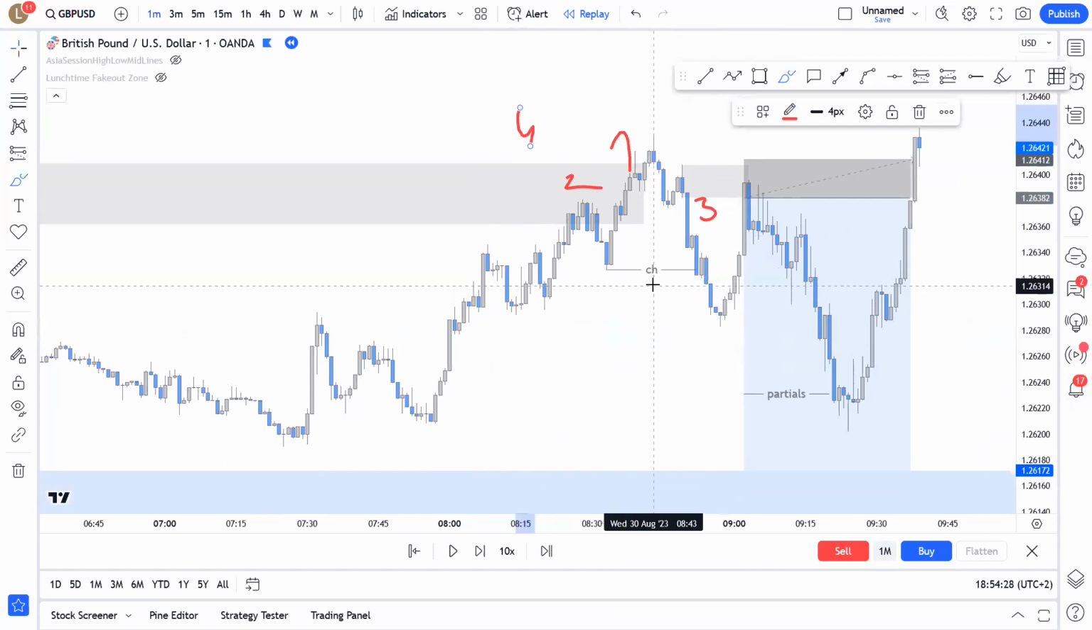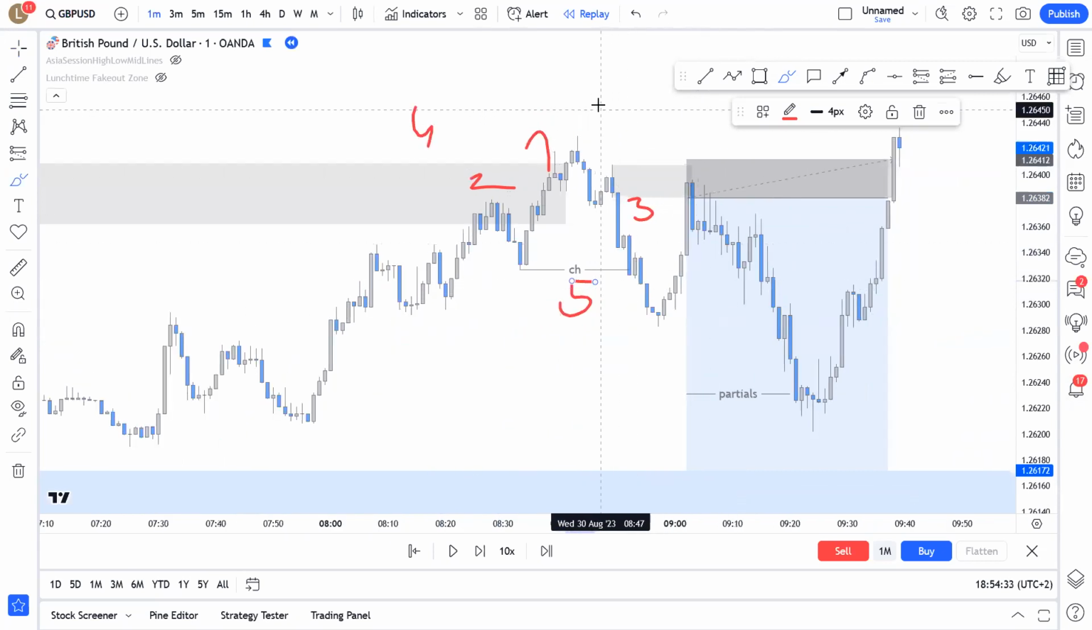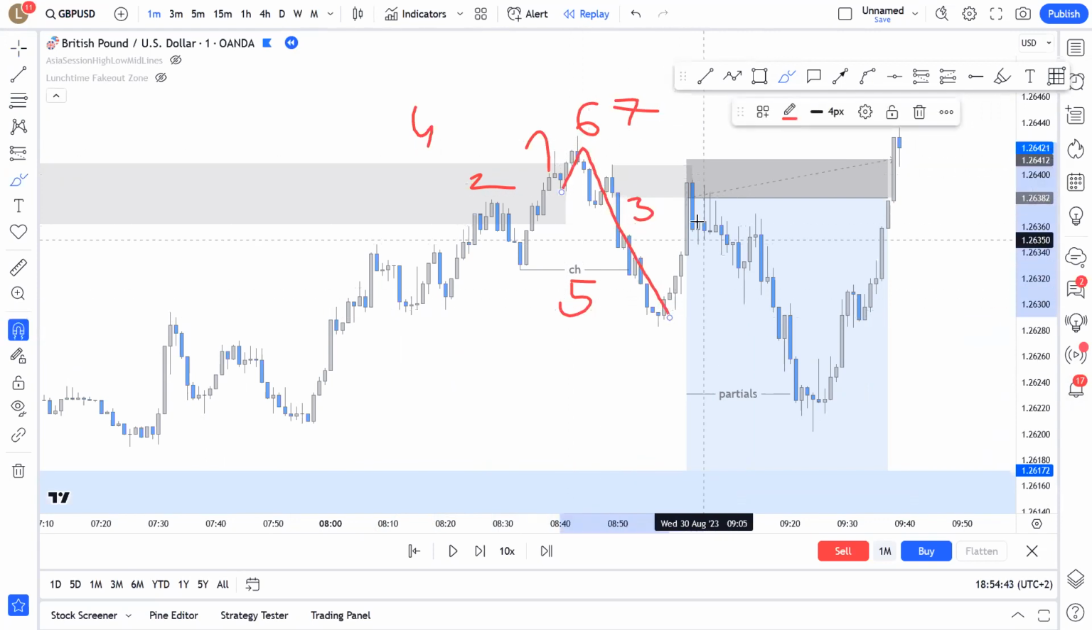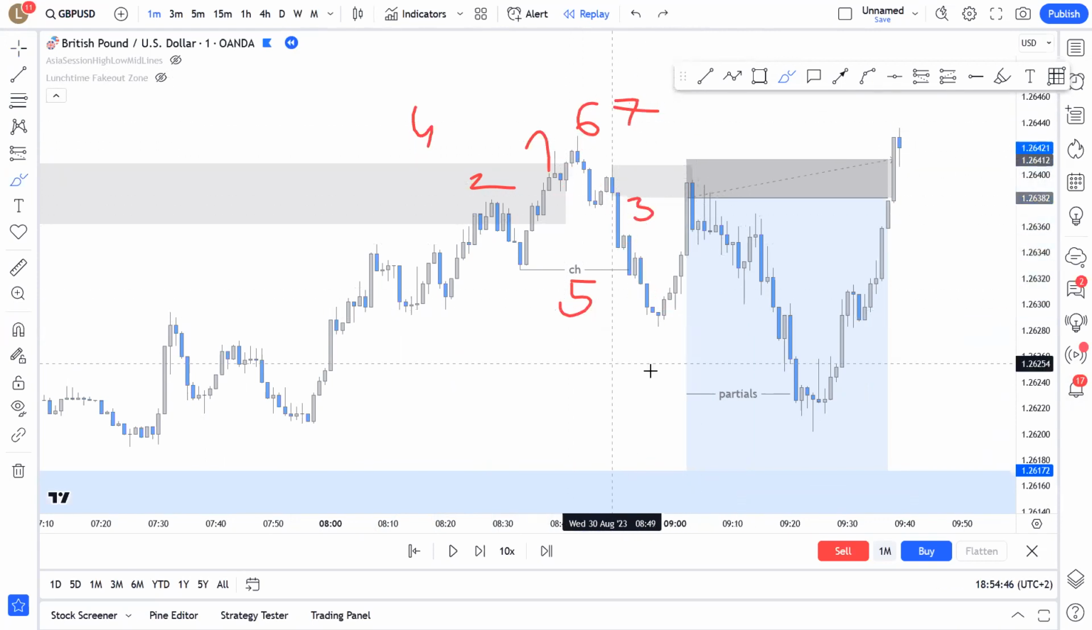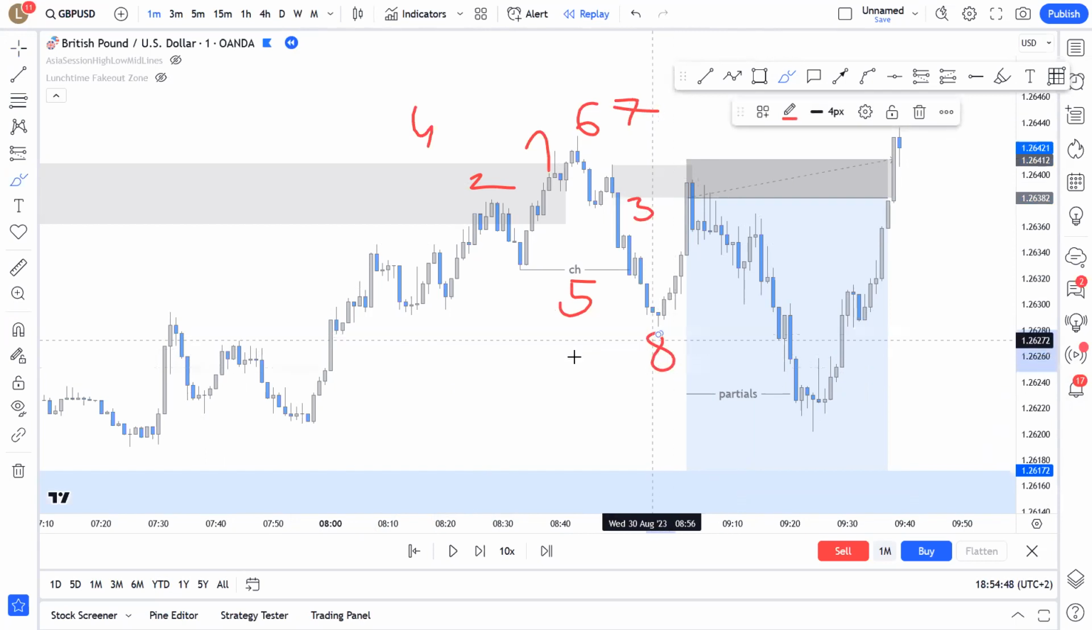Fifth one, which is the first variable criteria, the change of character. Sixth one, 50% mitigation on this supply. Full region has been mitigated on this supply. Seventh one was the V-shape rejection, coming up, sweeping out the liquidity and reversing in a V-shape immediately. Eighth one, price didn't mitigate any higher time frame opposite sided zone.